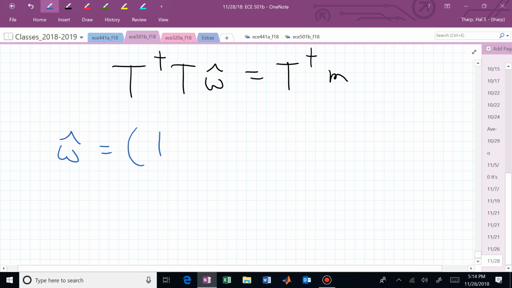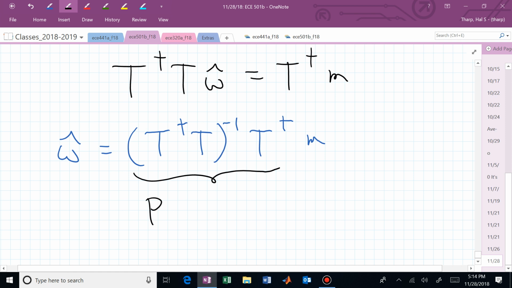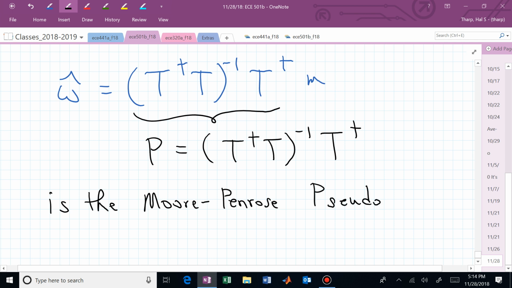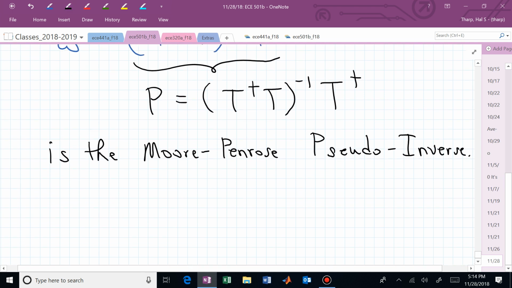So now we have T dagger T inverse times T dagger M. This is now what we want to use as our reconstruction operator. This is our P. P is now T dagger T inverse T dagger. And P is now what we will call the Moore-Penrose pseudo-inverse. What if T dagger T has a 0 eigenvalue? Then we have some issues, don't we?